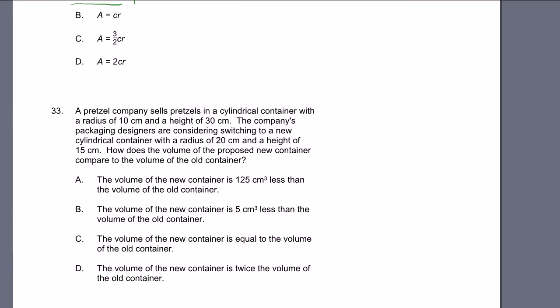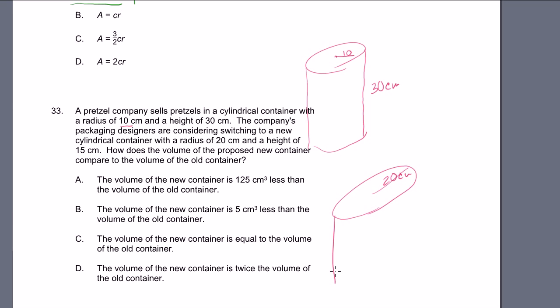Problem 33. A pretzel company sells pretzels in a cylindrical container with a radius of 10 centimeters and a height of 30. Let me draw it. So cylindrical container, radius is 10 centimeters, and then the height of our container is 30 centimeters, right? It's all centimeters. The company's packaging designers are considering switching to a new cylindrical container with a radius of 20, so it's bigger radius of 20 centimeters, and a height of 15 centimeters. How does the volume of the proposed new container compare to the volume of the old container?